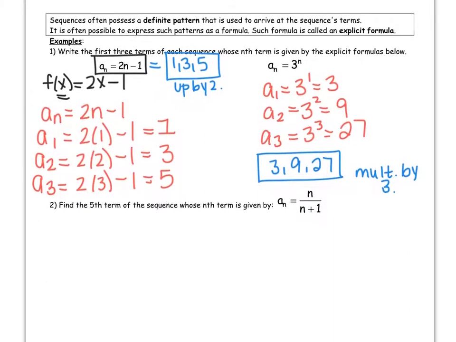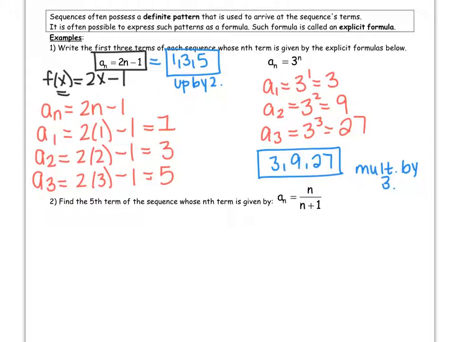So what I'd like you to do now for homework that I'm going to check is to find the 5th term, not all 5 terms, just the 5th term of a sequence that has this explicit formula here. All right, let's move on to the next page.